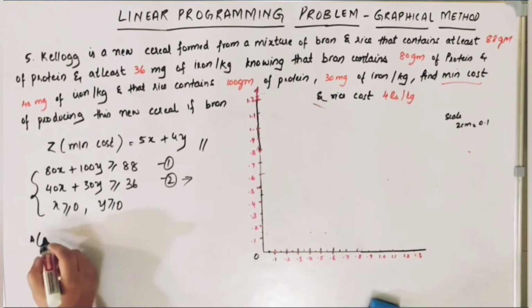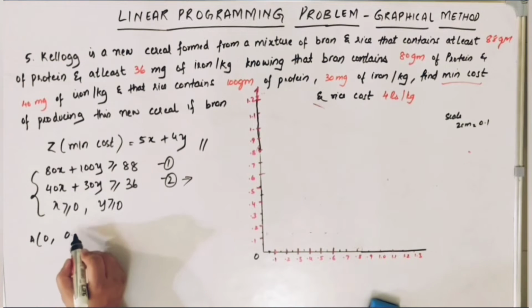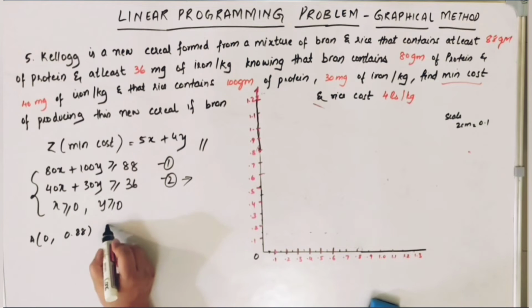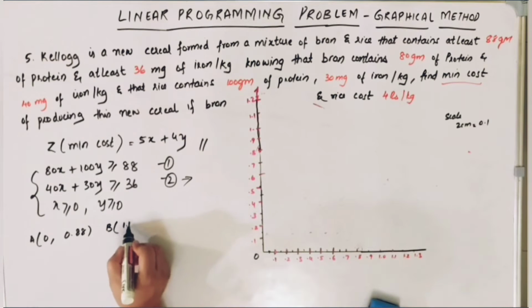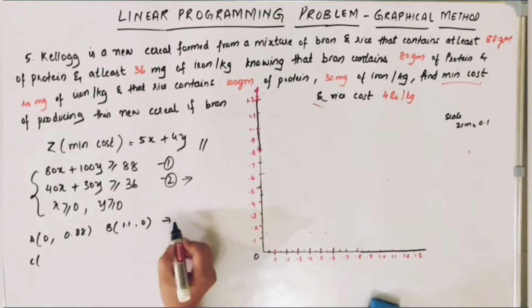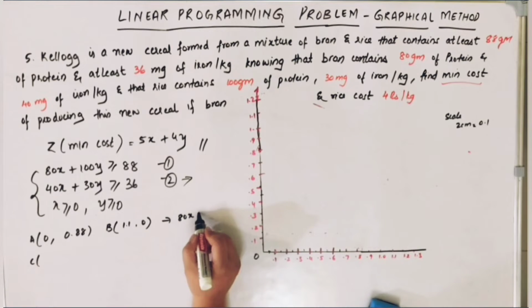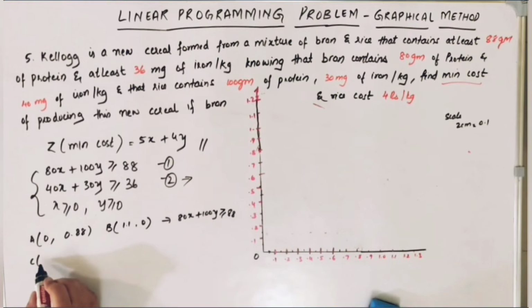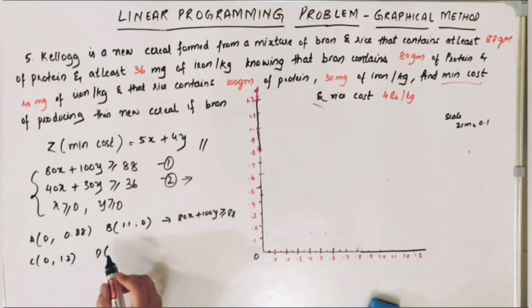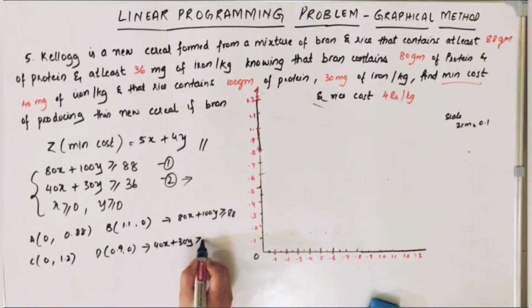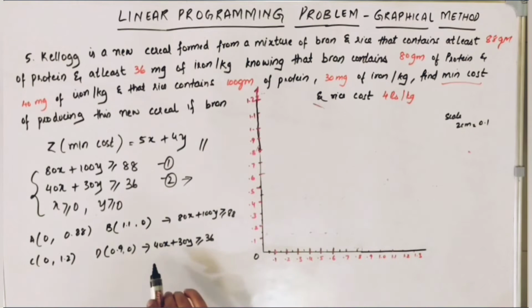Point A is 0 and 0.88 or 0.9 approximately. Point B was 1.1 and 0. Points A and B are for the first constraint, which is 80x plus 100y greater than or equal to 88. Point C is 0, 1.2, and D is 0.9 and 0. This is for the second constraint. So let's plot the graph now.